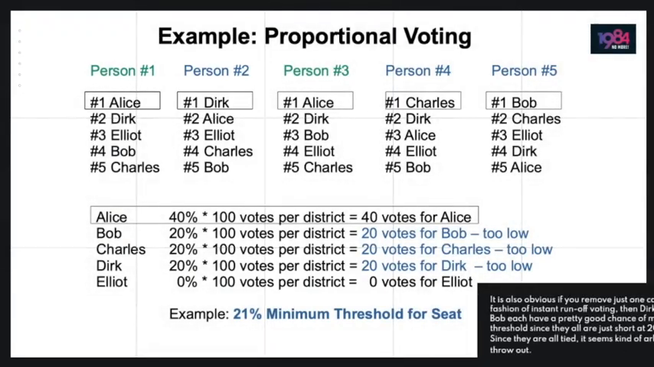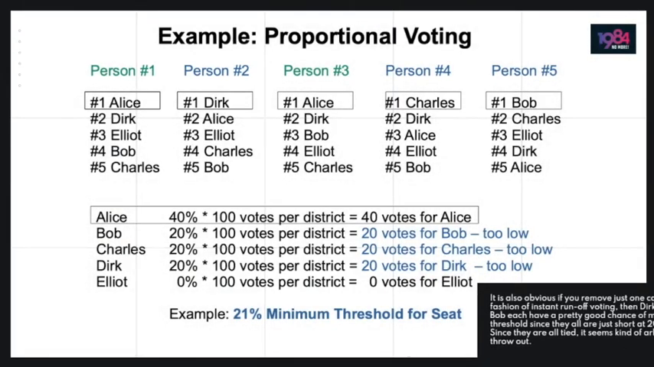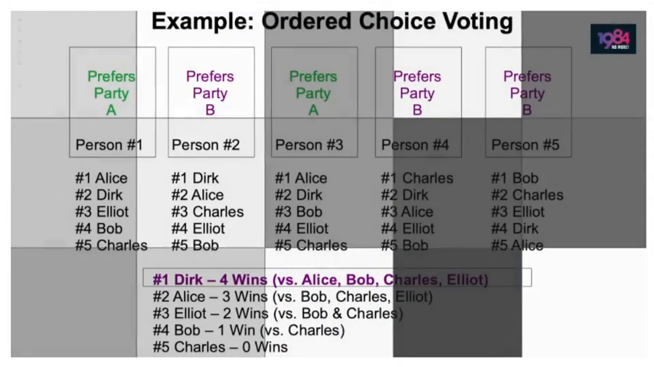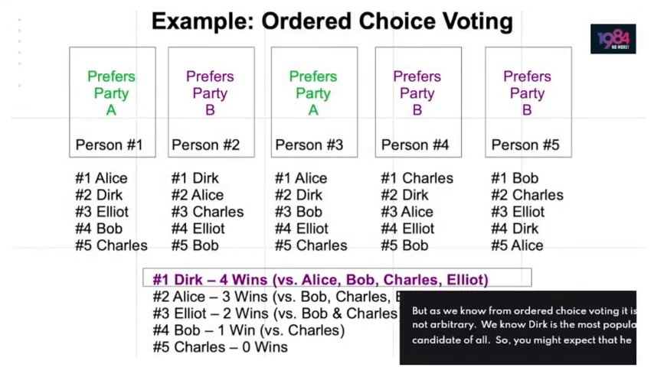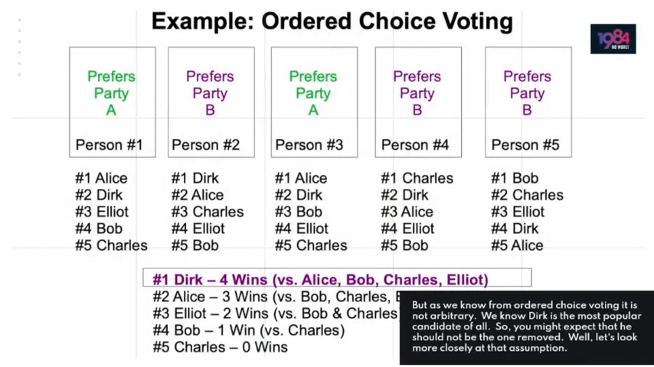It is also obvious if you remove just 1 candidate in the fashion of instant runoff voting, then Dirk, Charles, or Bob each have a pretty good chance of making the vote threshold, since they all are just short at 20% support. Since they are all tied, it seems kind of arbitrary who to throw out. But as we know from ordered choice voting, it is not arbitrary. We know Dirk is the most popular candidate of all.